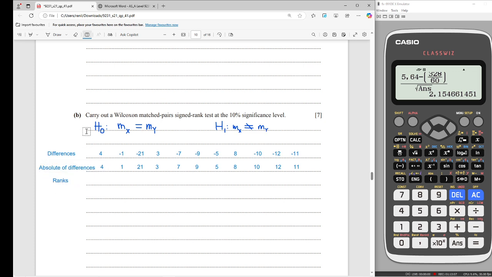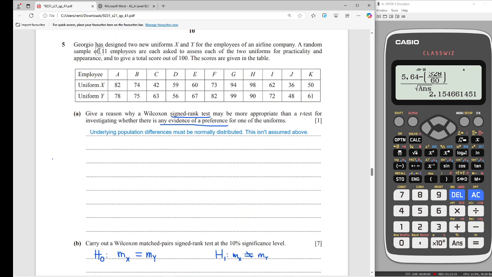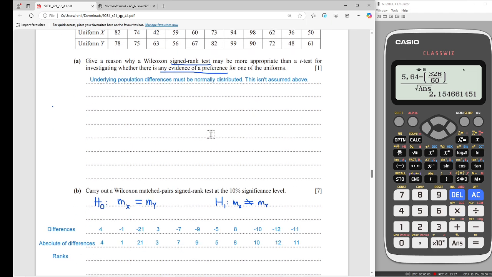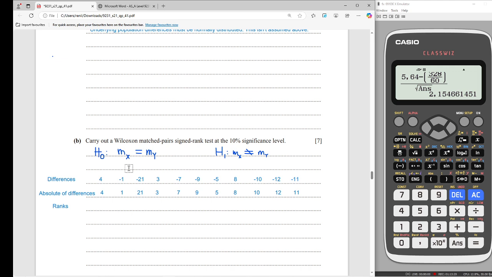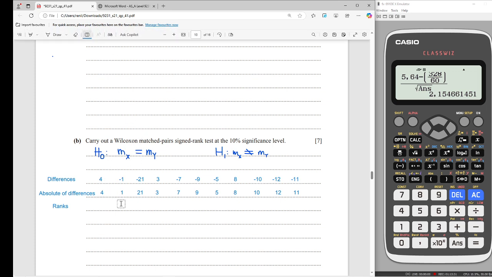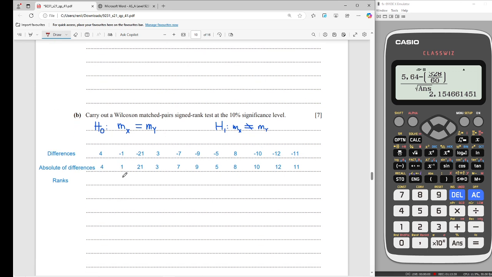Okay, now that we have the absolute differences, we're going to put ranks. What does it mean to rank? It means that we're going to be assigning a number from 1 to 11 to each of these. The reason I say 1 to 11 is because that is the sample size, n equals 11. So as simple as it is, we're just going to arrange everything in ascending order and then give them ranks between 1 to 11, with 1 representing the lowest value and 11 representing the highest.